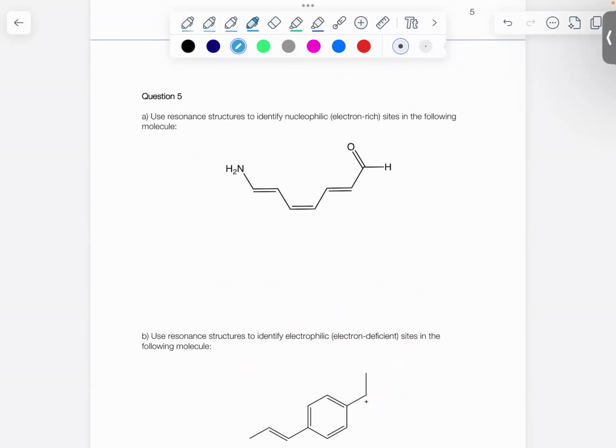So now we can also use our resonance structures to identify nucleophilic sites within a molecule. So, like I said, we have to start with electrons. So we have a lone pair on this nitrogen that we can make use of, where we can form a double bond here and push those electrons solely onto that carbon.